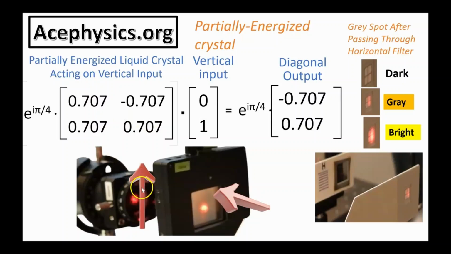When vertically polarized light is incident on a partially energized liquid crystal, it produces a diagonally polarized output. This can be represented mathematically by multiplying the vertical polarization Jones vector by the so-called rotation matrix to produce a diagonal polarization. The diagonally polarized light incident on a horizontal polarizer is only partially transmitted, leaving a gray spot, where a gray spot is not as dark as a dark spot, but not as bright as a bright spot.